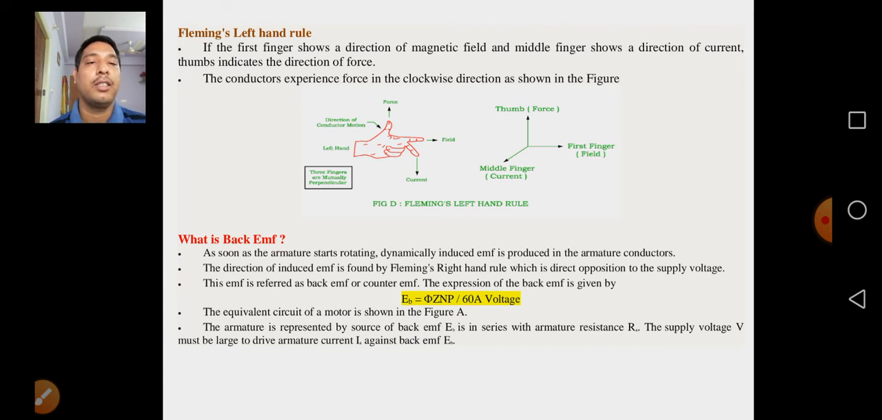Already we know that phi is the flux per pole in Webers, Z is the total number of conductors, N is the speed of the rotor, P is the total number of poles and A is the number of parallel paths. There are two types of armature windings: one is lap winding and the other is wave winding. In lap winding, the number of parallel paths is always A equal to P. And in wave winding, the number of parallel paths is always equal to 2, irrespective of the number of poles. These are the things we have already discussed in case of the generator, and we have solved some problems also.